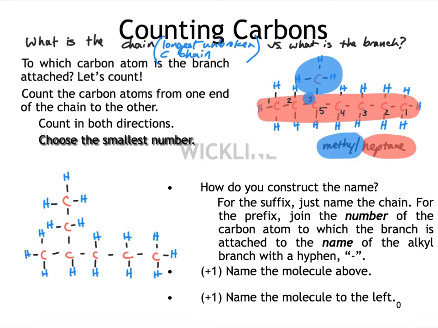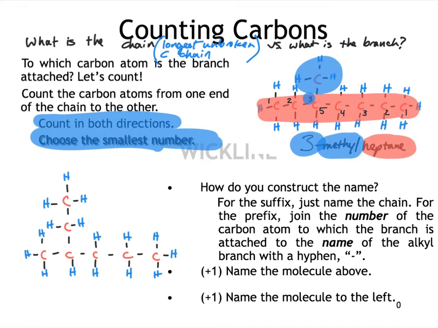So my final answer for this name is going to be 3-methylheptane. And I'll highlight the 3 because that was part of the location of the branch. All right, so always choose the smallest number after counting in both directions. And remember that the chain is the longest unbroken chain of carbons.